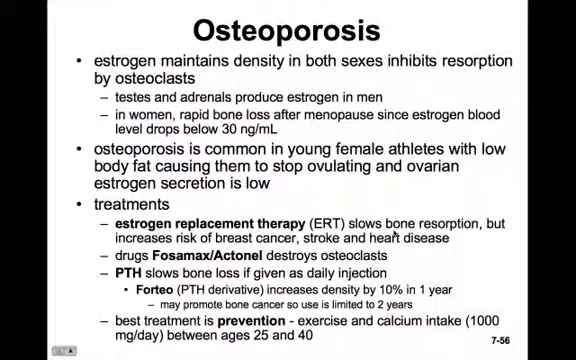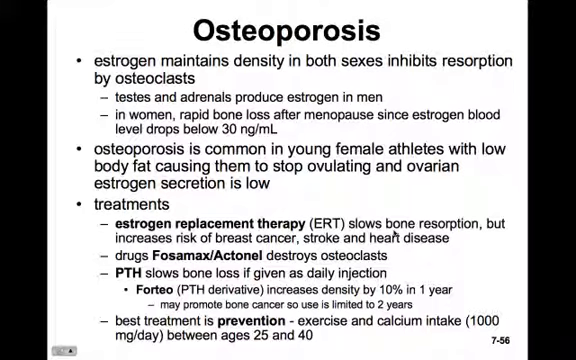Sometimes we'll see osteoporosis in young female athletes that have very low body fat. With low body fat, they stop ovulating. And when they're not ovulating, the ovarian estrogen secretion is very low. Without estrogen, we don't see the inhibition of osteoclasts, and so we see rapid bone loss.